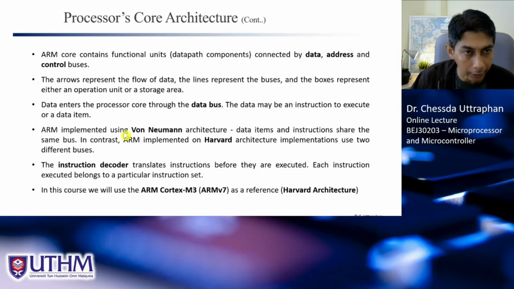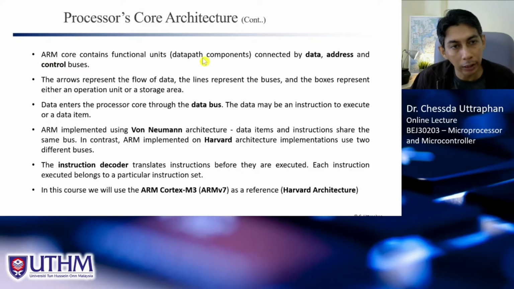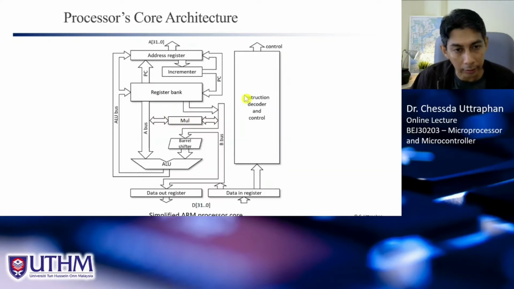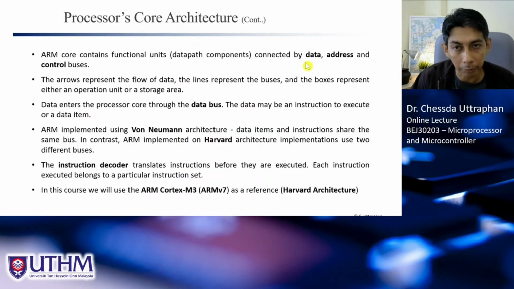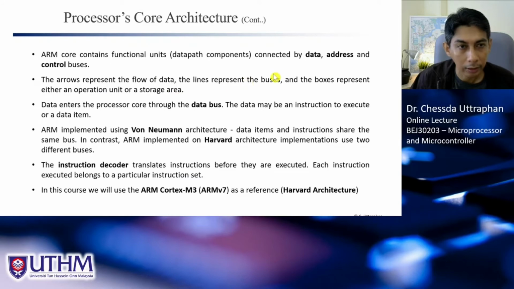This is the explanation where I have explained just now. So let's see what it says. ARM core contains functional units and data path components. Yes, this is the data path, right? Connected by data, address, and control buses. So you have the data bus here. All are data bus. This is data bus. This is control bus, and this is the address bus.